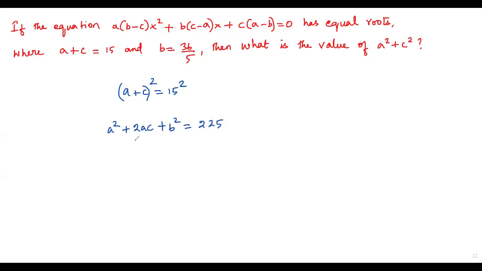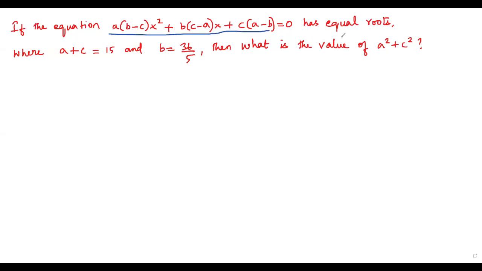Okay, now in this equation, if I know the value of ac, I can plug in that value and I'll be able to get the value of the expression a² + c². So now our aim is to get the value of the product a and c, that is the value of ac. Okay, how can we get the value of ac? For that we can consider the first piece of information. The given quadratic equation has equal roots. That is, we have two roots for the quadratic equation and both the roots are equal.